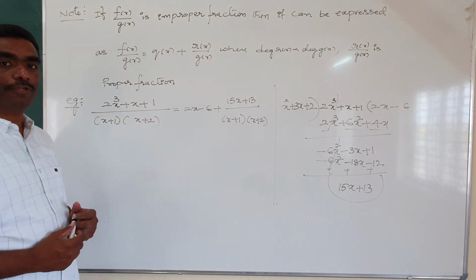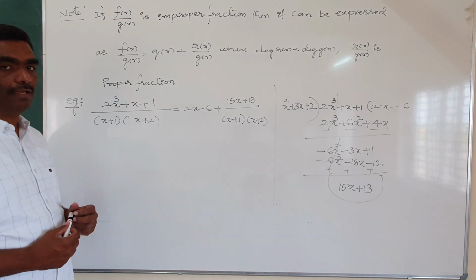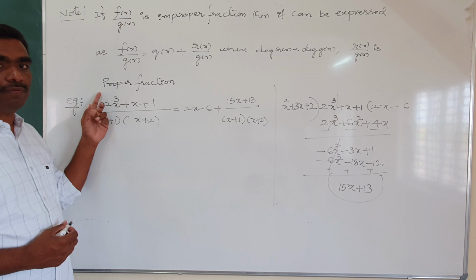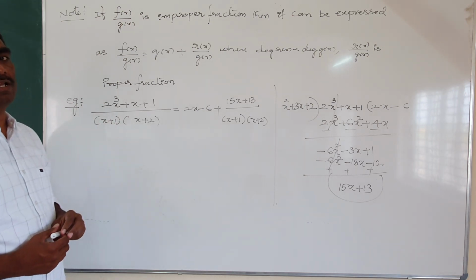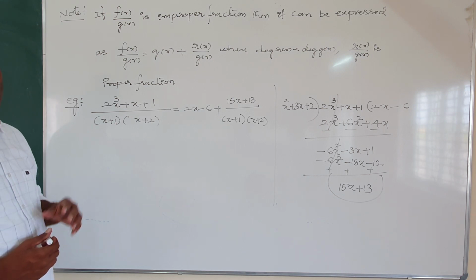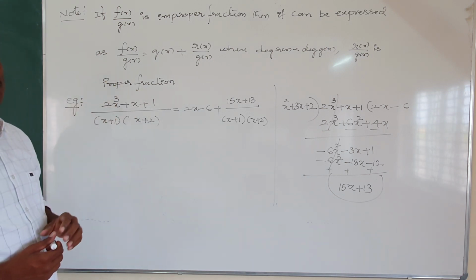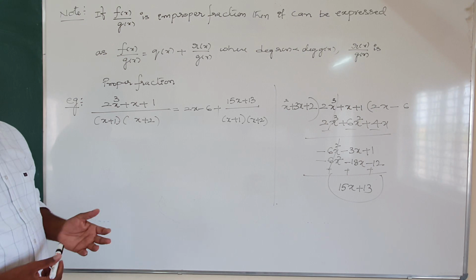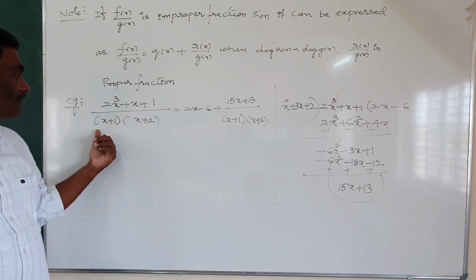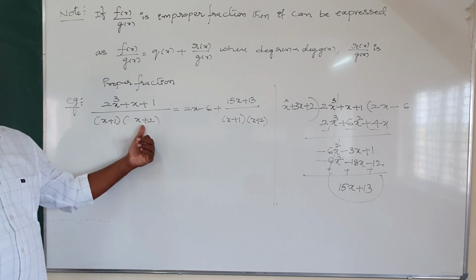What is the degree of the numerator? 3. What is the degree of the denominator? 2. Here the degree of the numerator is greater than the degree of the denominator. So it is called an improper fraction. How to reduce the improper fraction into the proper fraction? By taking division. Divide 2x³ + x + 1 by (x + 1)(x + 2).